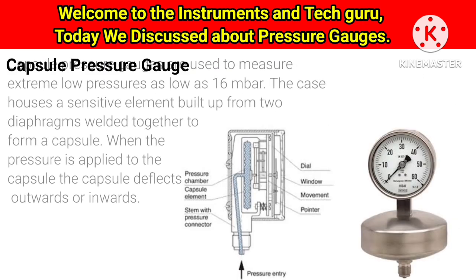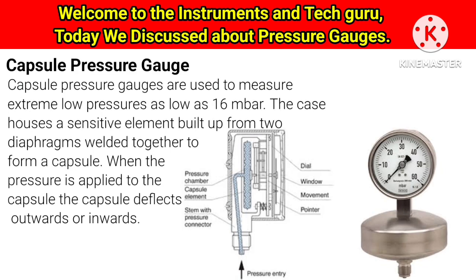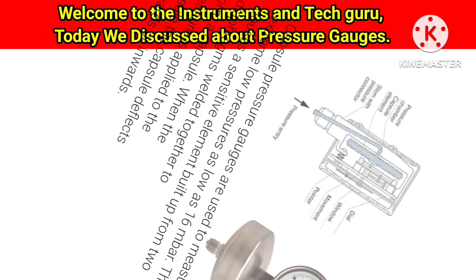Capsule pressure gauges are used to measure extremely low pressures, as low as 16 mmBr. The case houses a sensitive element built up from two diaphragms welded together to form a capsule. When pressure is applied, the capsule deflects outwards or inwards.